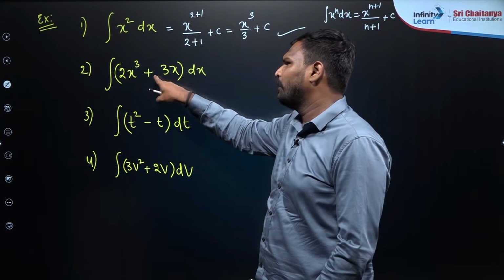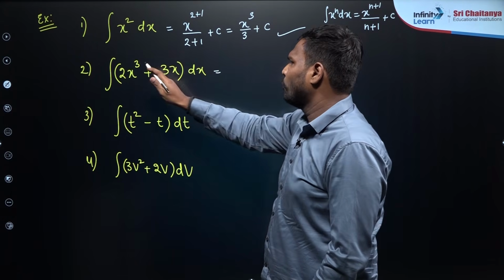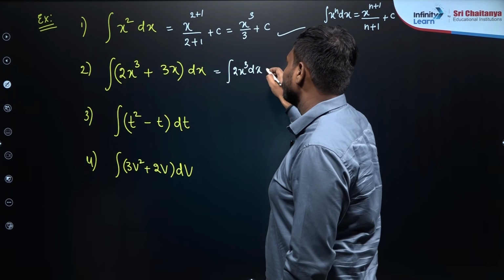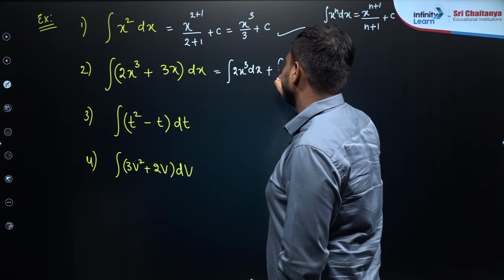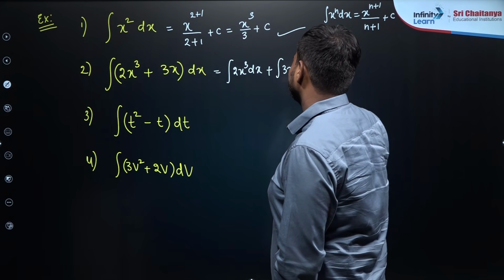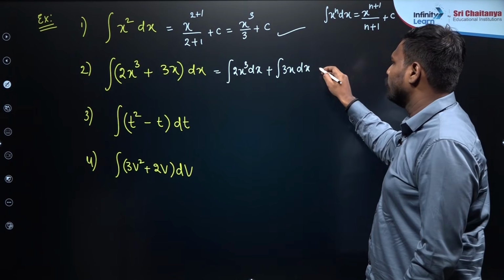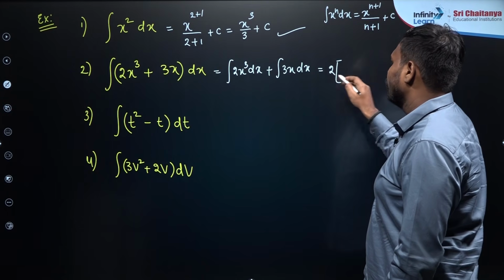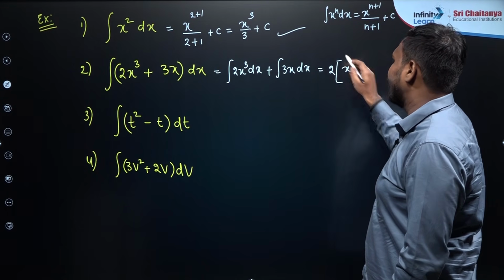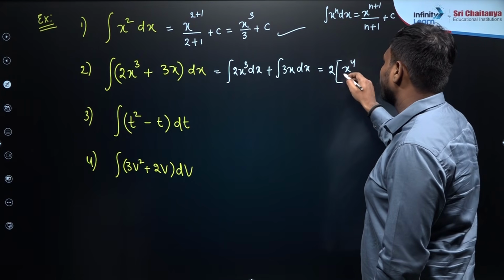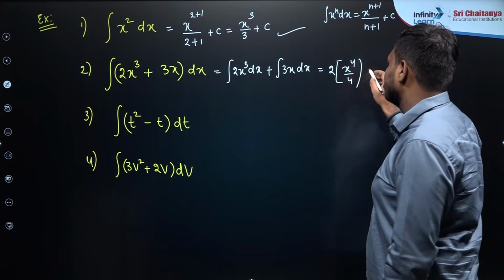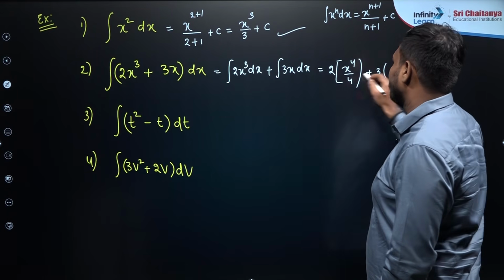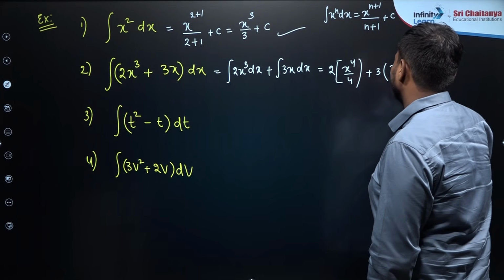Now it is in the form of u plus v. So open the bracket, write separately integral 2x cube dx plus integral 3x dx. Okay. Now 2 is a constant, keep it outside. x cube, so add 1 to the power, divide by the power, x power 4 by 4, plus 3 is a constant, keep it outside, x power 1. So 1 plus 1 by 1 plus 1.